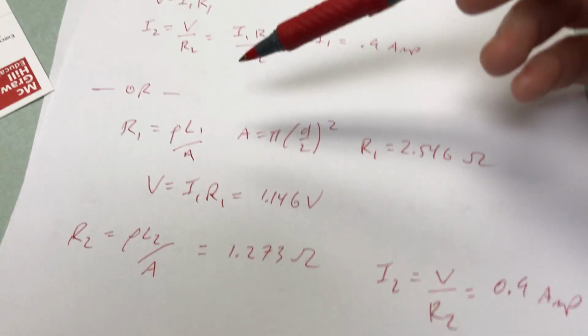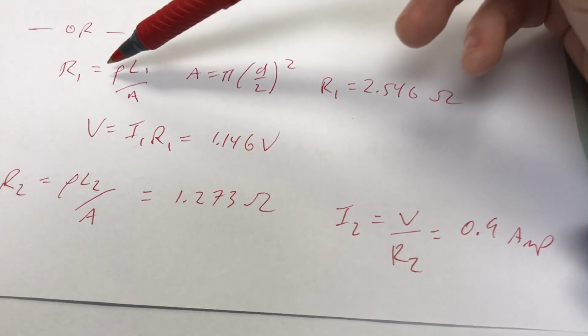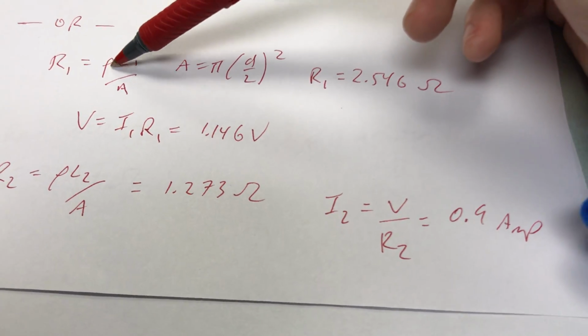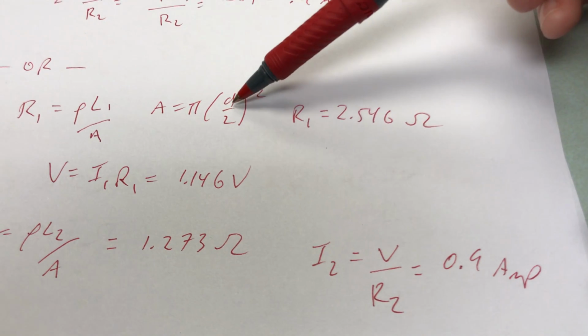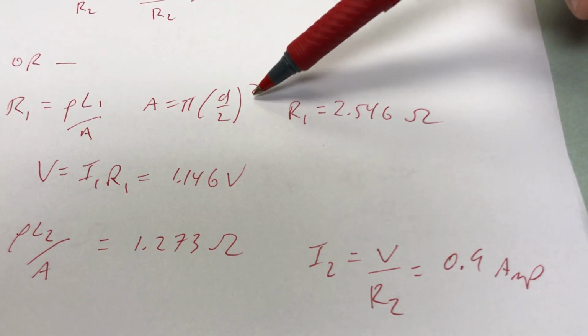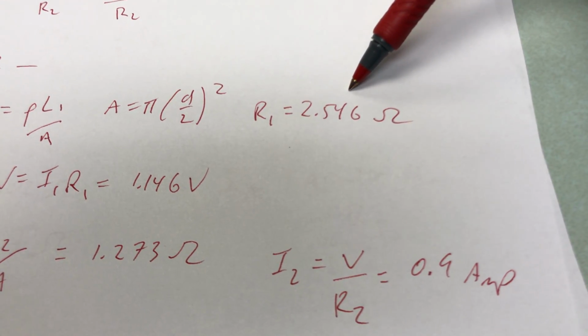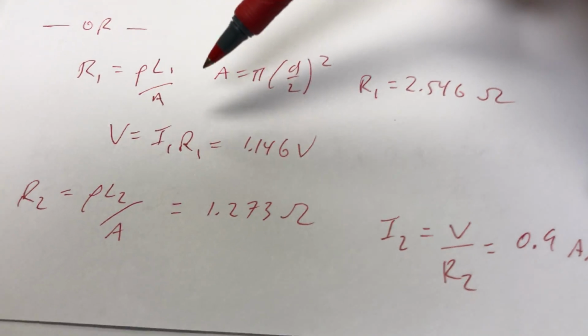Now, there's another way to do it. This is the way most people did it. I'm just going to calculate resistance 1. Rho L1 over A. Remember, the area is pi r squared, so you got to take that diameter, divide by 2 and square it. So I get this resistance, 2.546 ohms.